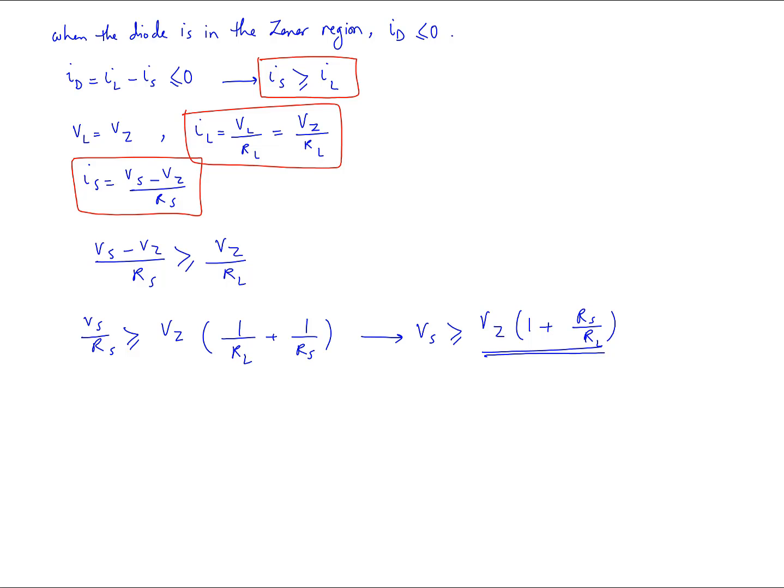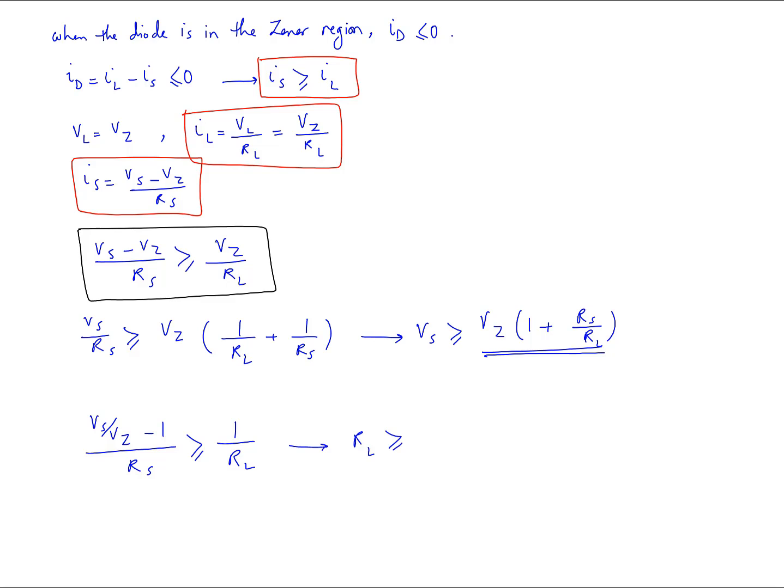We can also use this inequality that we derived to find the range of RL values for which the voltage across the load is going to stay at a constant value of VZ. If we do that, dividing both sides by VZ, I'm going to have VS over VZ minus 1, divided by RS, is greater than or equal to 1 over RL. From there, RL is greater than or equal to RS divided by VS over VZ minus 1.